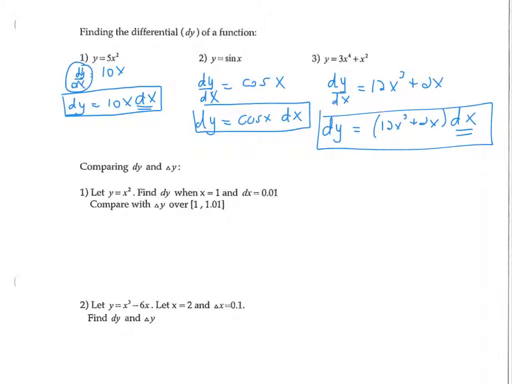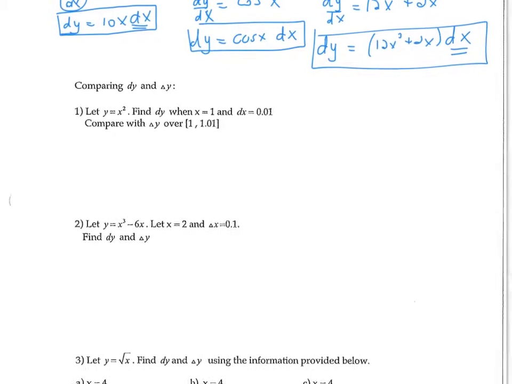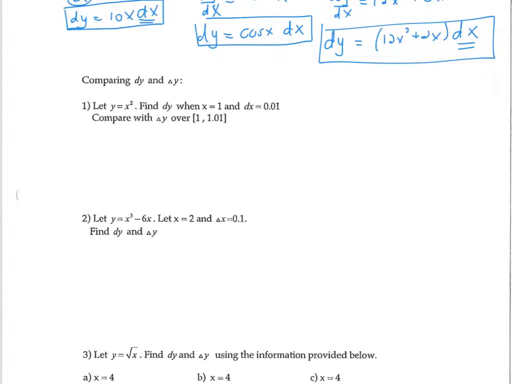Okay, so the whole point of finding a differential is to compare dy with delta y. Delta y, remember, is the change in y of the secant line. Dy is the change in y for the tangent line. And we want to see just how close an approximation dy can be for delta y.